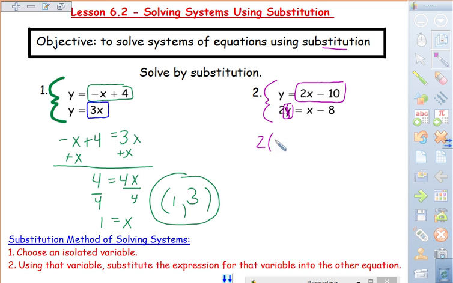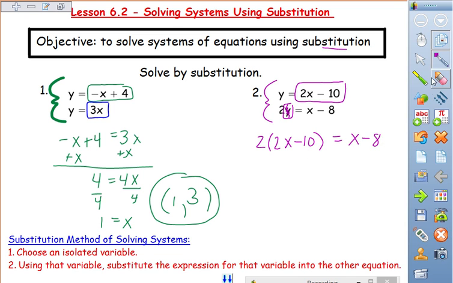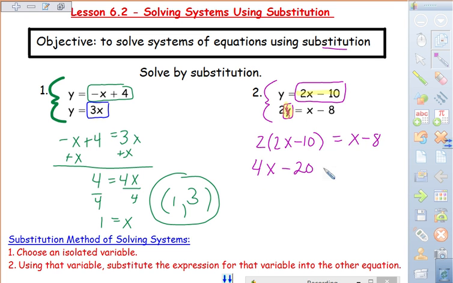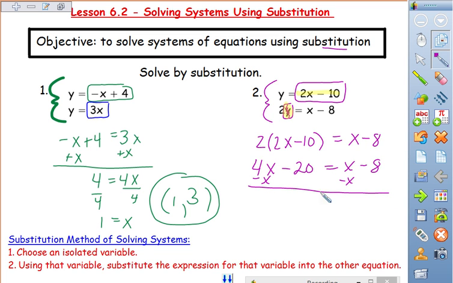So we get 2 times the box equals x minus 8. The only thing we took out was this right here, and we put the 2x minus 10 in. Again, we've combined our two equations into one, so now we're just going to solve the equation. Distribute for 4x minus 20 equals x minus 8. Get our letters together, subtract x, and I get 3x.